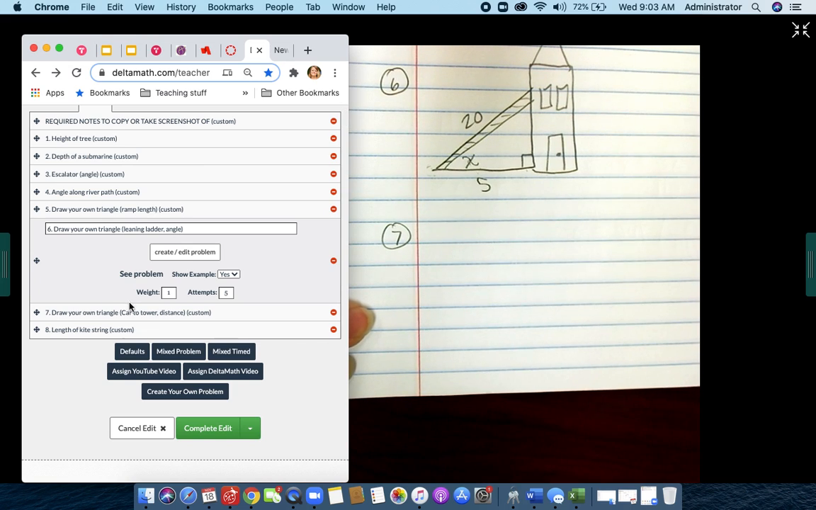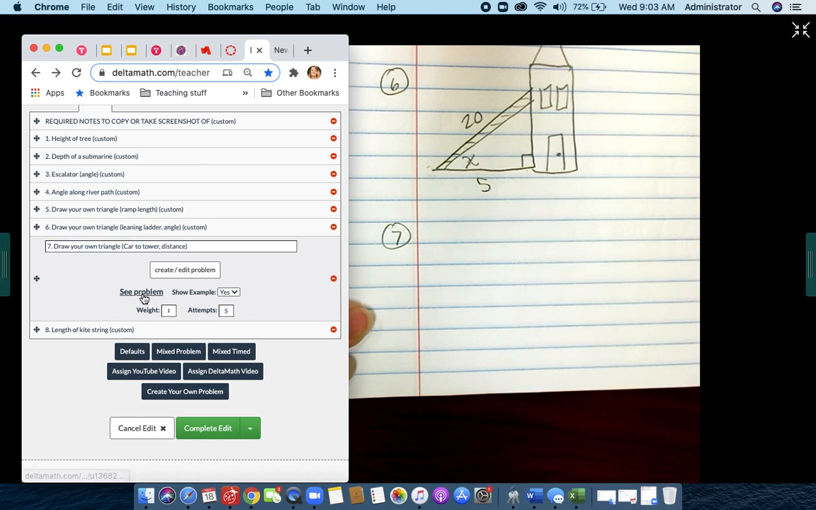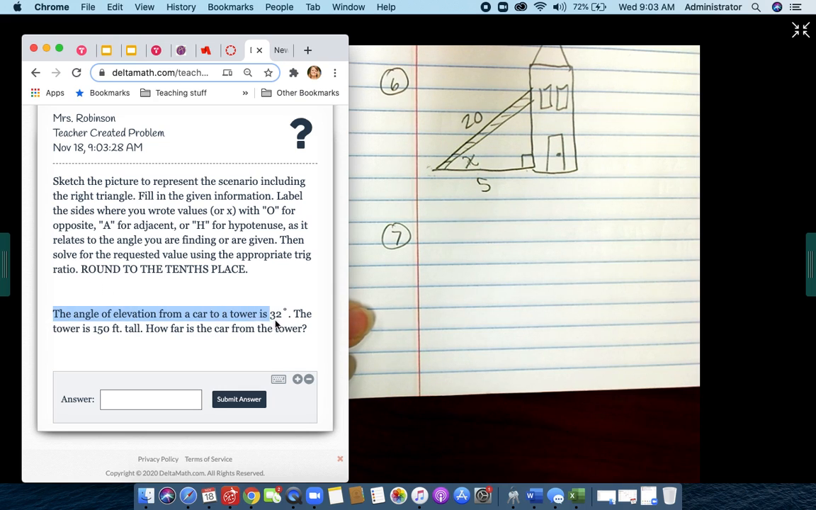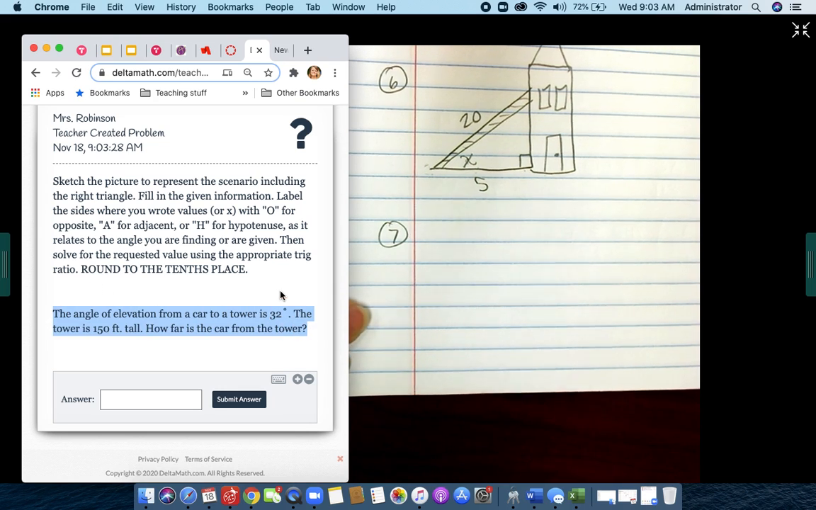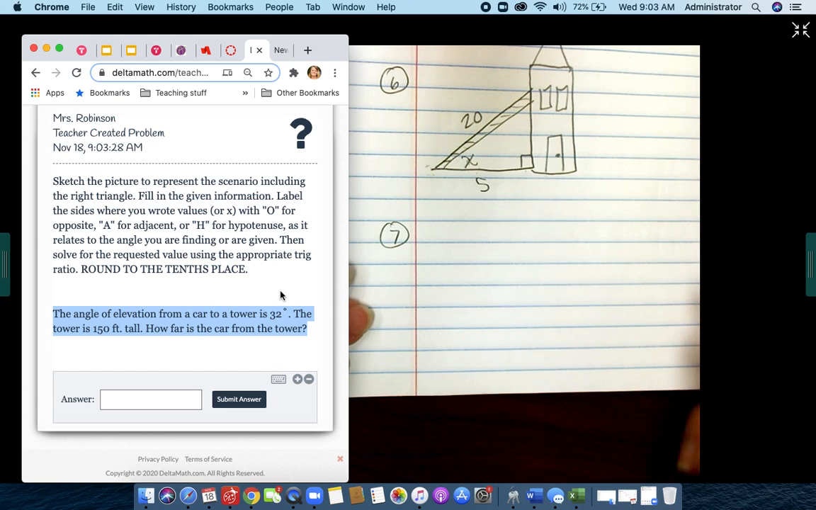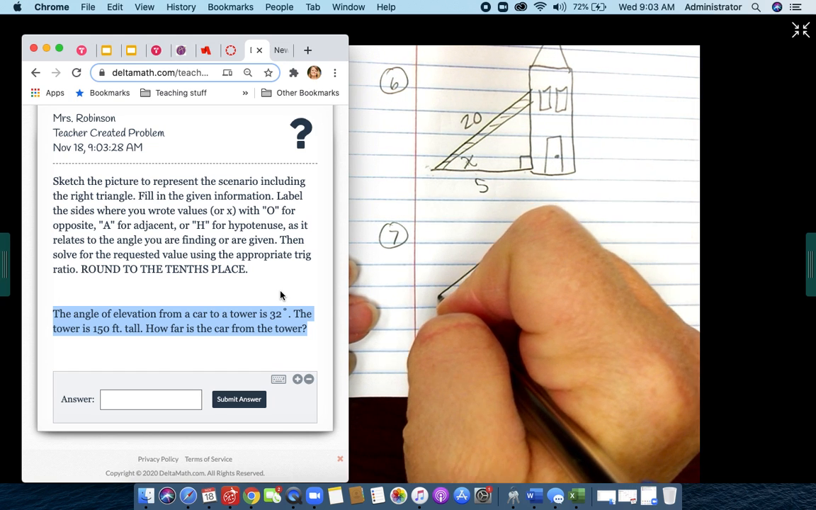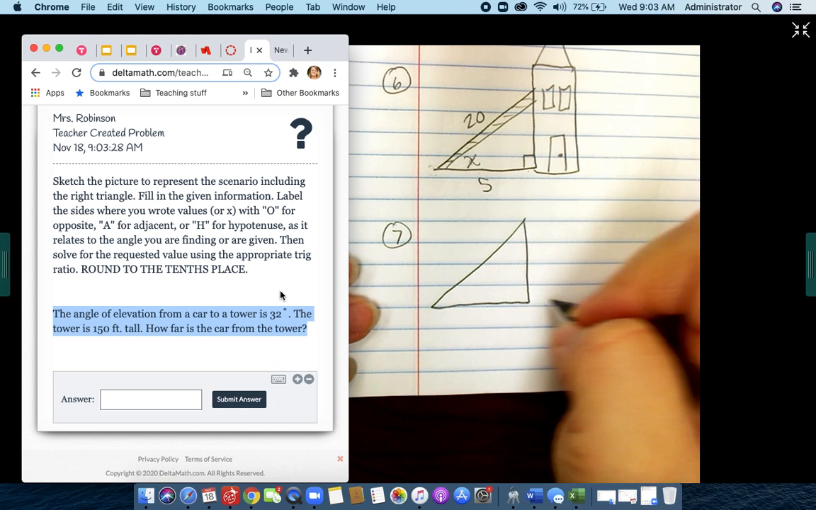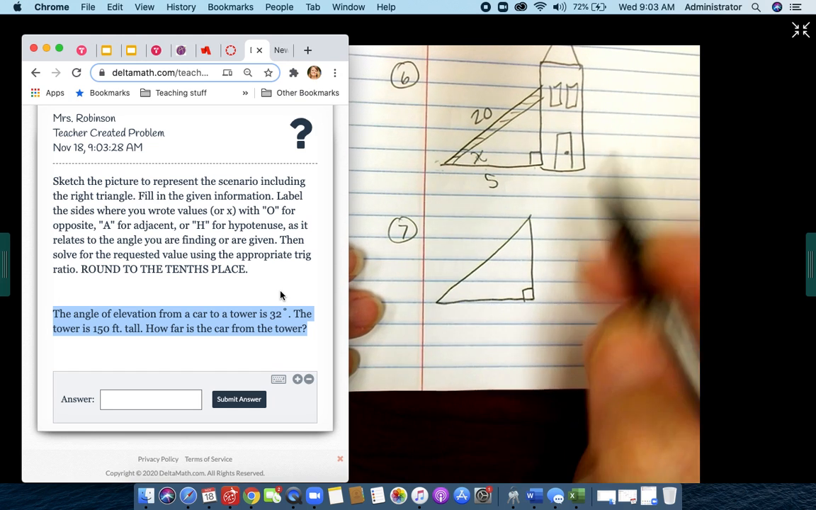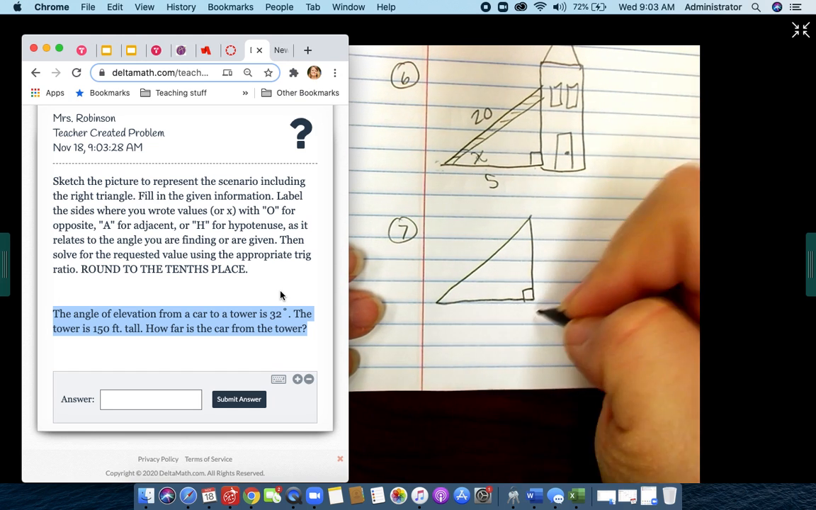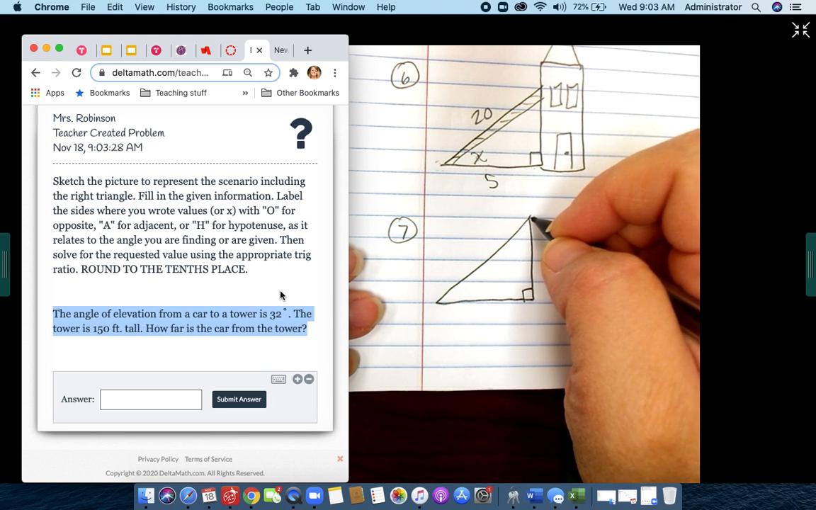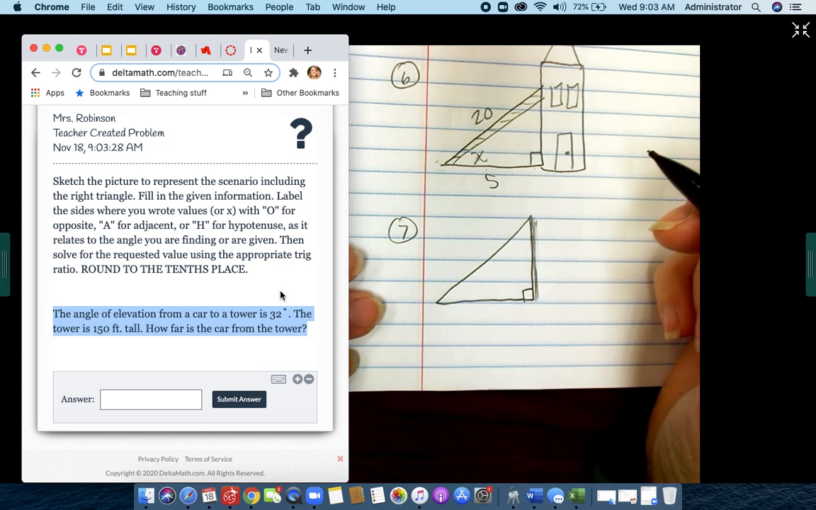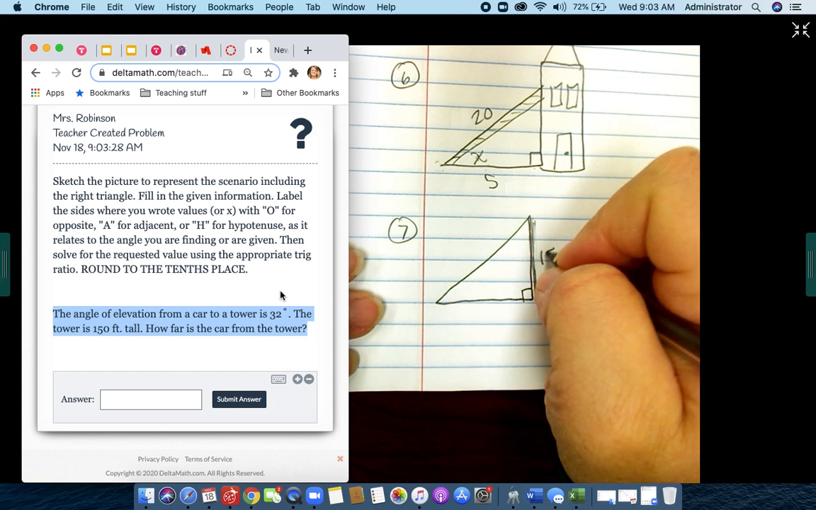For number 7, got a car to a tower. Let's see what this one says. It says, the angle of elevation from a car to a tower. Well, again, if you want to just draw in your right triangle and then kind of put in the picture. Some of you may want to do the picture then the triangle. Doesn't matter. So let's see. Clearly this side would be the tower, right? A tower would go up and down. Maybe it's like a cell phone tower or something crazy looking. So it says the tower is 150 feet tall.